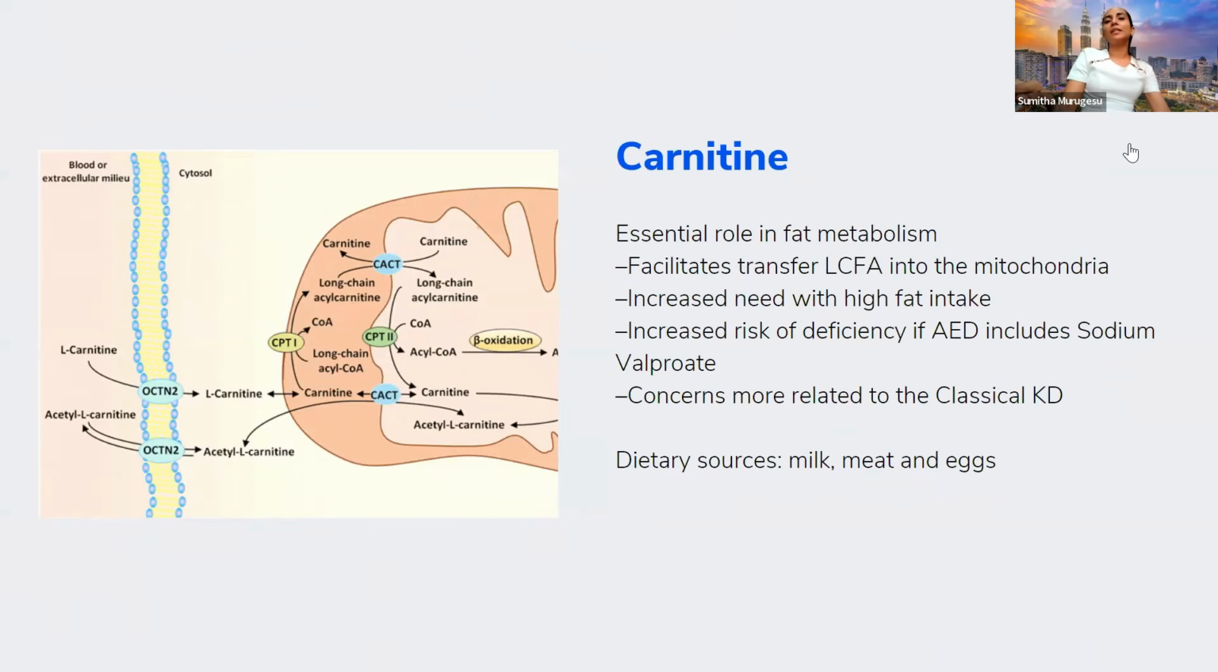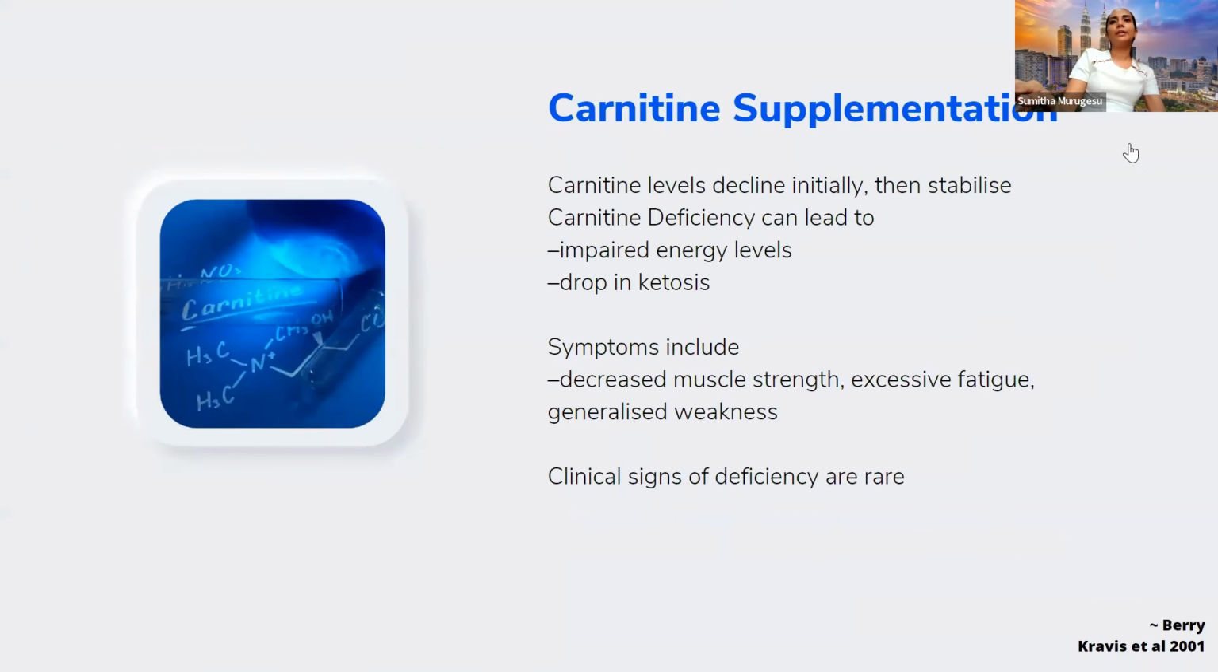Carnitine. I think many of us have spoken about the role of carnitine in fat metabolism. It's essential because it facilitates the transfer of long-chain fatty acid into the mitochondria, and there is increased need with high fat intake. Also, there's an increased risk of deficiency if drugs like sodium valproate are used along with the ketogenic diet, and the concerns are often more related to the classical ketogenic diet. The carnitine level often declines initially, but subsequently stabilizes. The deficiency can lead to impaired energy level or a drop in ketosis. So this is something to think about.